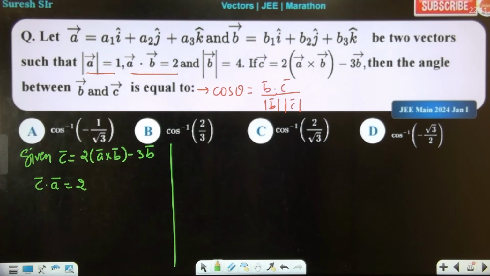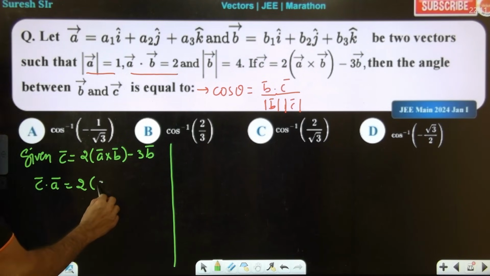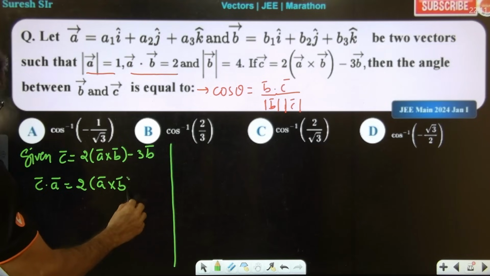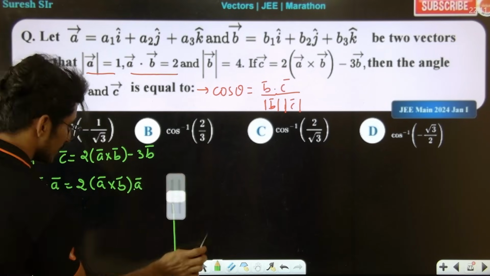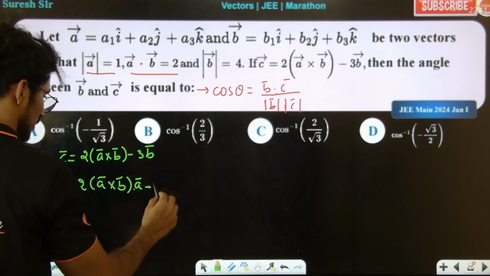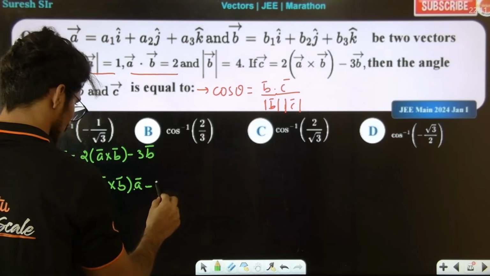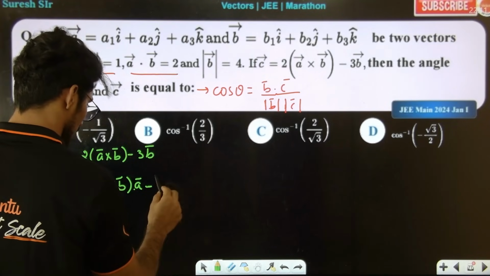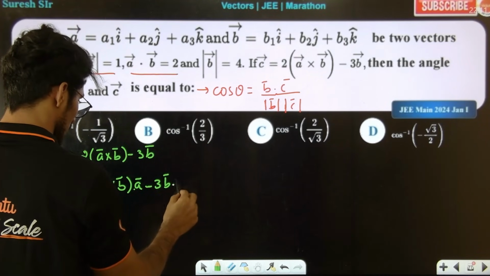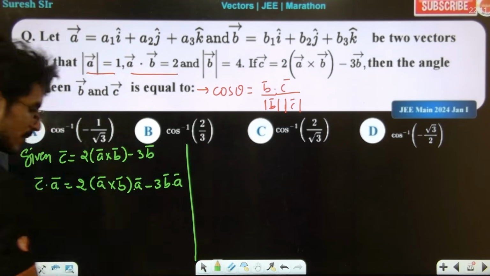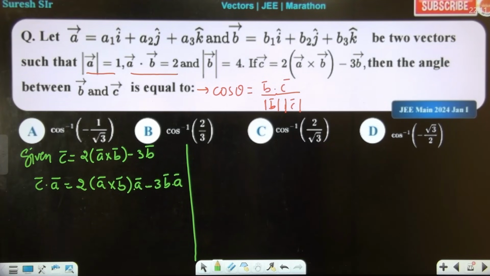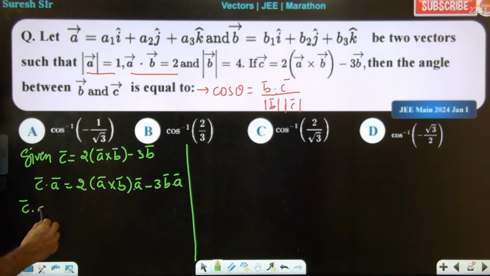Guys, dot product with A on both sides, what am I going to get here? A minus... Yes or no? Is that clear? So tell me now here, C dot A.